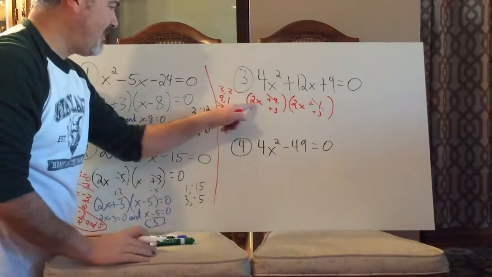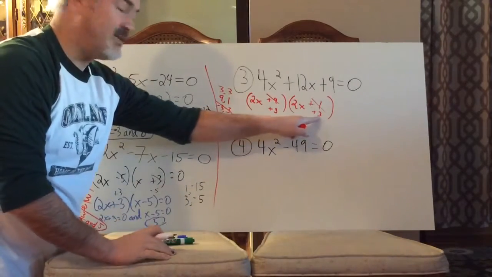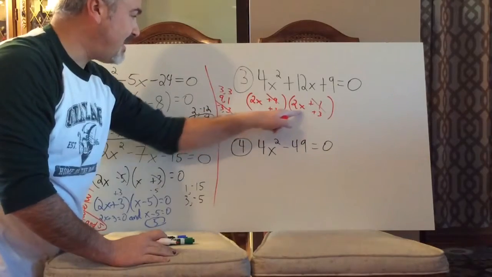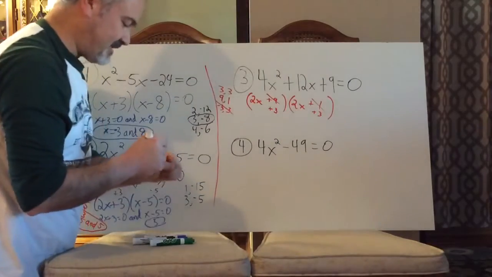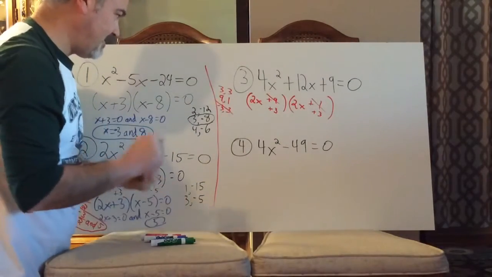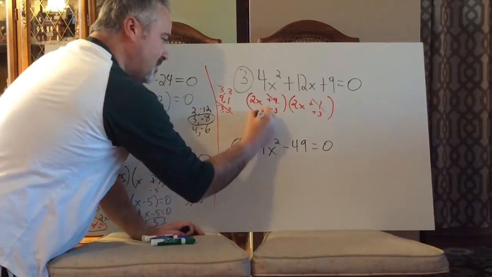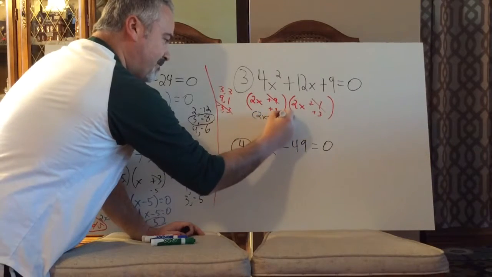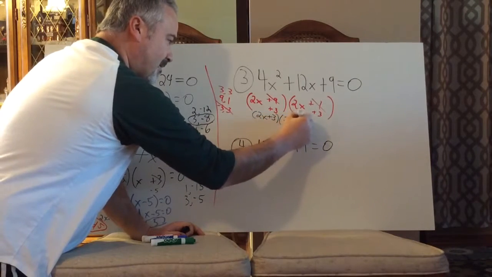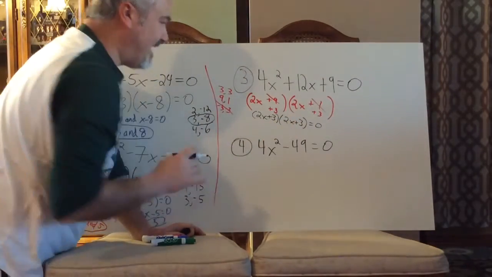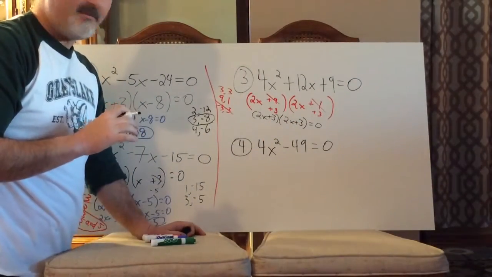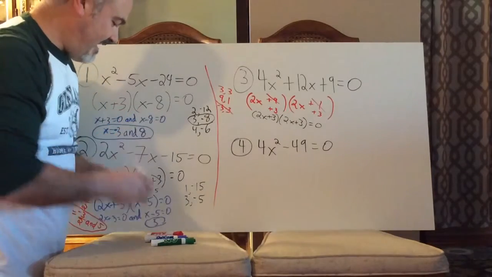So now I have 2 times 3, which is 6x. 3 times 2, which is another 6x. 6x plus 6x is my 12x, and that's what I want. So I can go right to 2x plus 3 times another 2x plus 3 equals 0. And then I set each part equal to 0, don't forget.